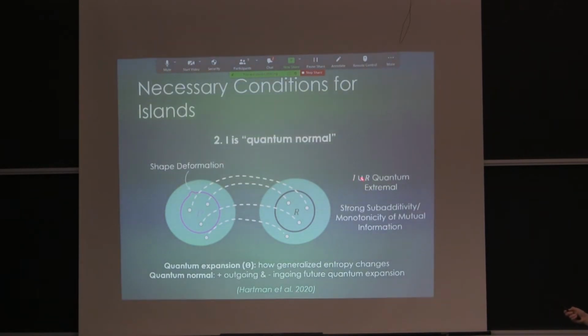It's natural because the generalized entropy has the area terms. Being stationary under shape deformations is what it means to be quantum extremal. Sorry, what I'm saying is that the quantum extremality condition is a statement about shape deformation. So it makes sense that that would then translate into some condition on the shape deformations. And indeed, you can show that the condition translates into the fact that the island must have a positive outgoing quantum expansion, where the quantum expansion is just roughly how the generalized entropy changes under the shape deformation. And then it needs to have a negative ingoing future quantum expansion. And so those conditions together are just the definition of quantum normal. And so the second condition is that the island I must be quantum normal.